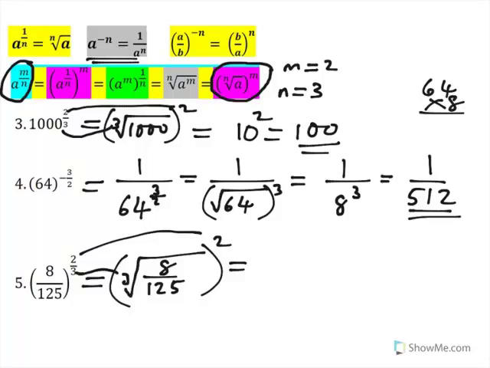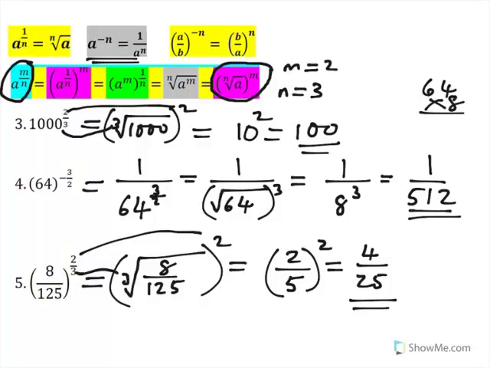What's the cube root of 8? It's 2. What's the cube root of 125? It's 5. So we're going to square 2/5. 2 squared is 4, and 5 squared is 25. And that would be the answer.